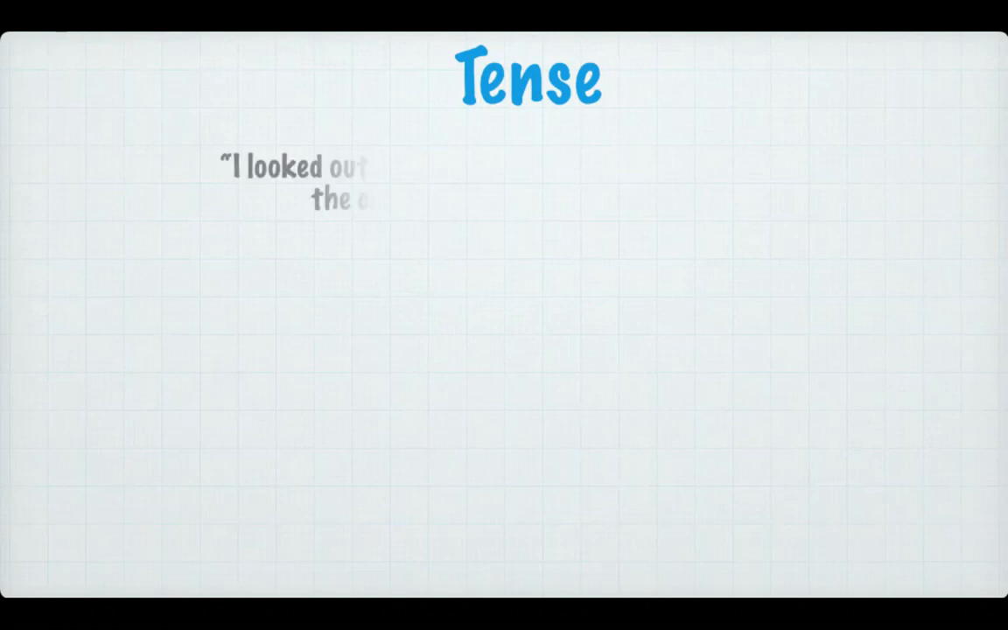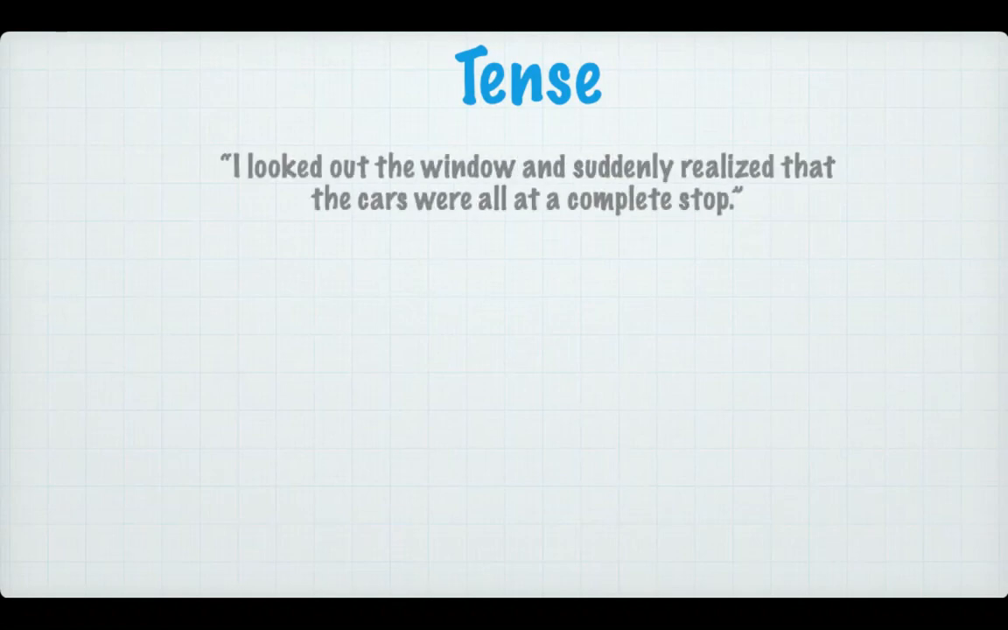Read this sentence and decide if the action takes place in the past, present, or future. I looked out the window and realized that the cars were all at a complete stop. You could probably tell that the action took place in the past, but how'd you know? Well, of course, you knew based only upon the verbs.